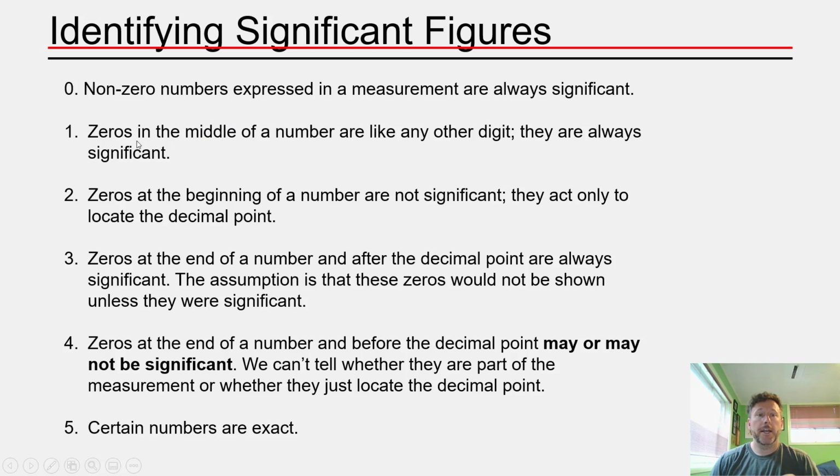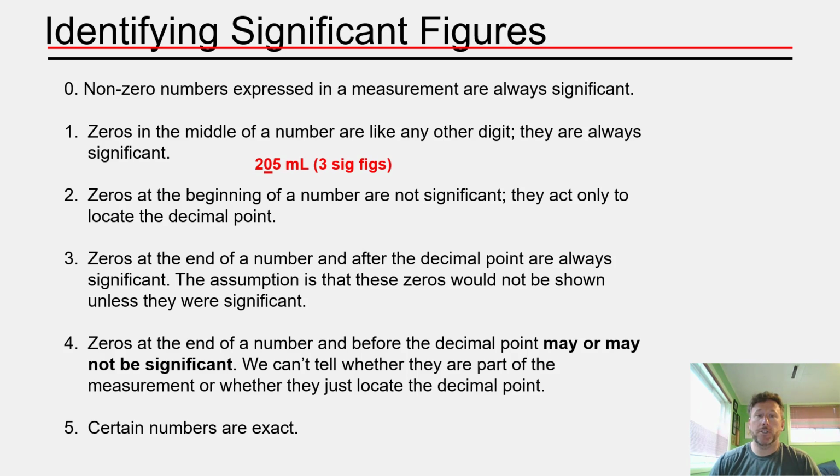So rule number one, if you're reading a measurement and you see a zero in the middle of a number, that's like any other digit. A zero in the middle of a number is a significant figure and is part of the statement of accuracy that comes along with the measurement. So for instance, if you measured out 205 mils, we know the 2 and the 5 are significant figures. Because the 0 is in between the 2 and the 5, we know that this 0 is also significant, and therefore a measurement of 205 mils has 3 significant figures.